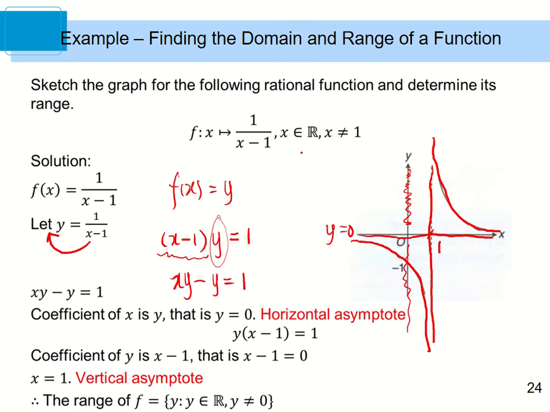Now, how do we find the domain of the function if it is not stated? Let's say this is not stated. Then we will refer to the graph again.